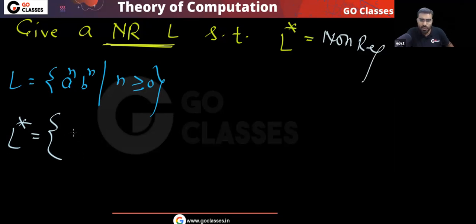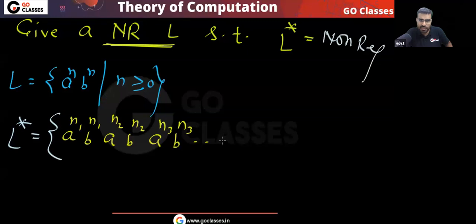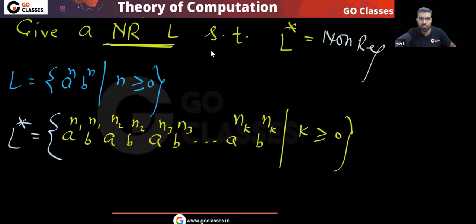See, in L star, you will have this type of strings: a power n1, b power n1, a power n2, b power n2, a power n3, b power n3, and so on, a power nk, b power nk, where k is greater than or equal to 0. These type of strings you have. Is this clear?